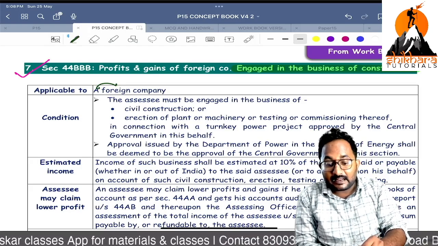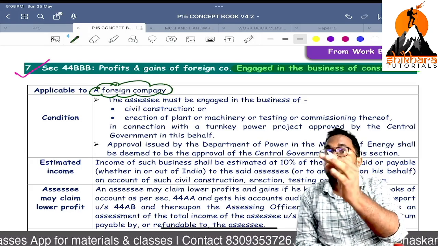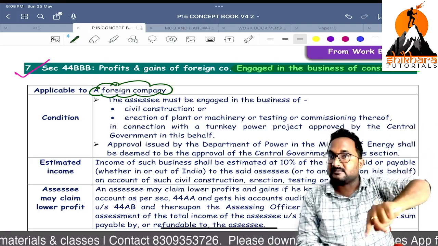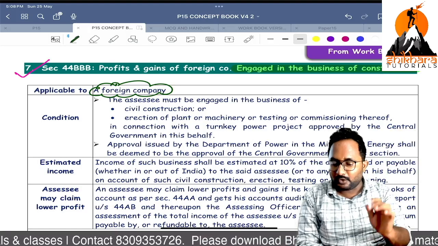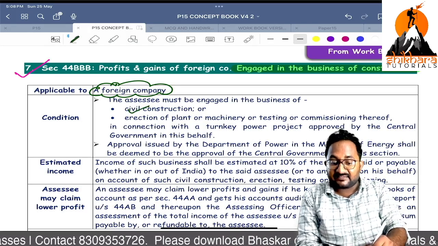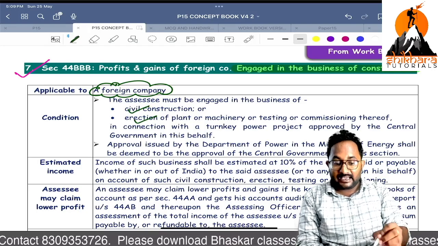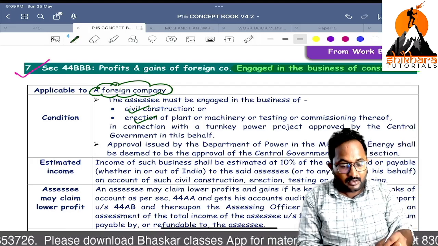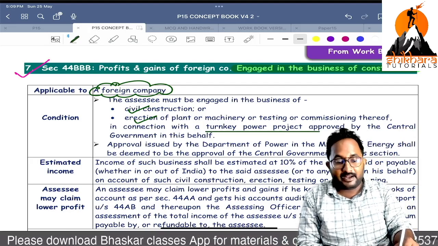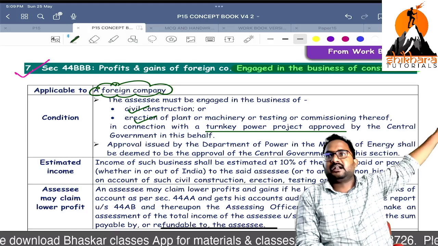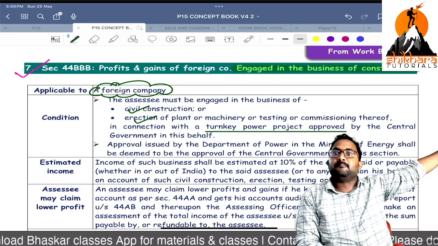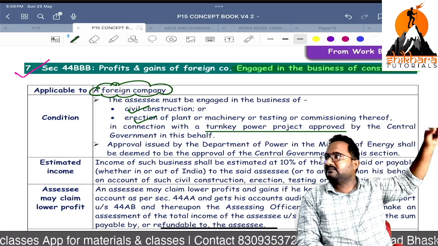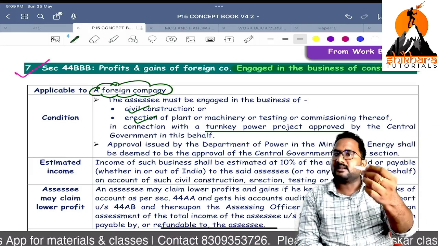Remember, sir, this is applicable for foreign companies only. That means this is a speciality in this section: all the other provisions are for all non-resident assessees, but this is for companies. So what is 44BBB? If the assessee is engaged in civil construction, or in the erection of plant and machinery, that means installing any plant and machinery in connection with a turnkey project, a complete project he needs to surrender. For example, if a company has taken a metro project, they will complete the total project, make it ready to move, and only after that hand it over to the government. That is a normal turnkey project.